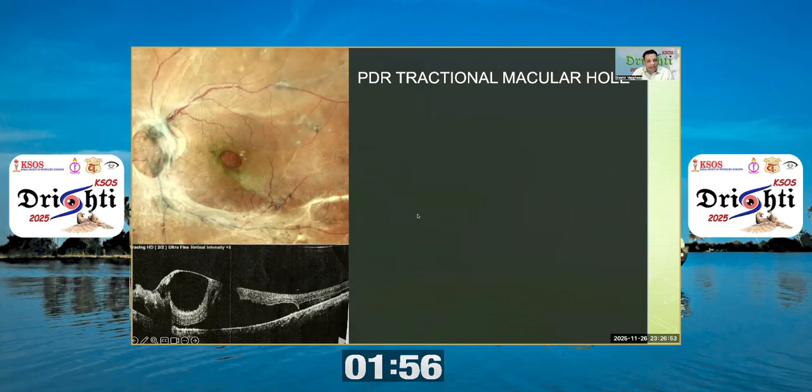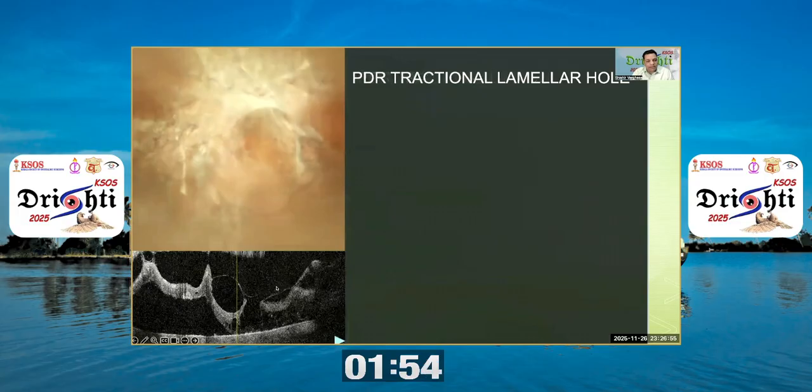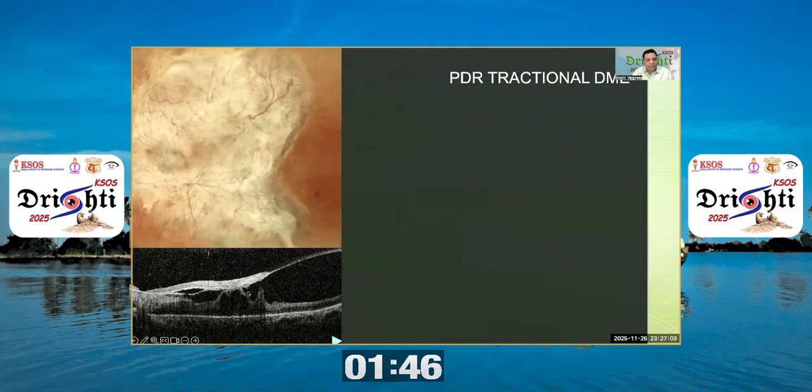So this is a PDR tractional macular hole. It can present with a tractional retinal detachment as well as a tractional lamellar hole formation, what you see here. And also it can be present with tractional diabetic edema, where you can see cystoid spaces at the fovea there with this dense fibrovascular proliferation.